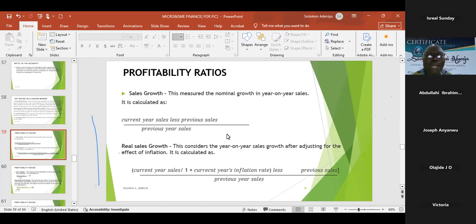Mr. Joseph, why do you think sales growth is to be considered under profitability? It's just a simple thing. The sales is proportionate to the profit. The more they sell, the more profit the company makes. Exactly. So if you don't record sales, you will not make profit. So we have two types of sales growth: the nominal sales growth and the real sales growth.